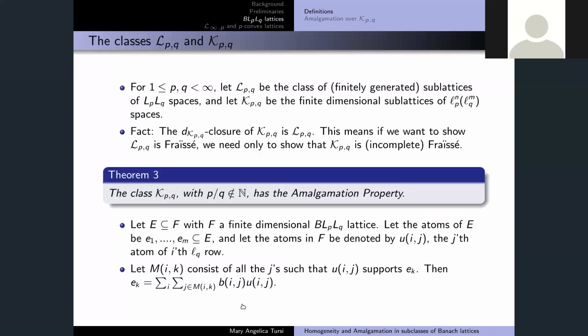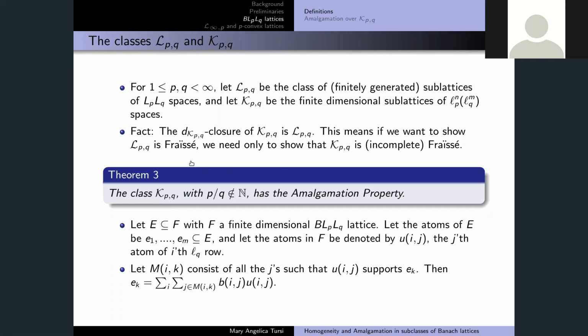So now let's look at how we can show that the class of finitely generated sublattices of L_p-L_q spaces themselves have these Fraïssé properties. We'll let script L_{pq} be such a class, and this is going to be sublattices. It doesn't have to be strictly BL_p-L_q. And then we will let script K_{pq} be the finite dimensional sublattices of little l_p and little l_q spaces.